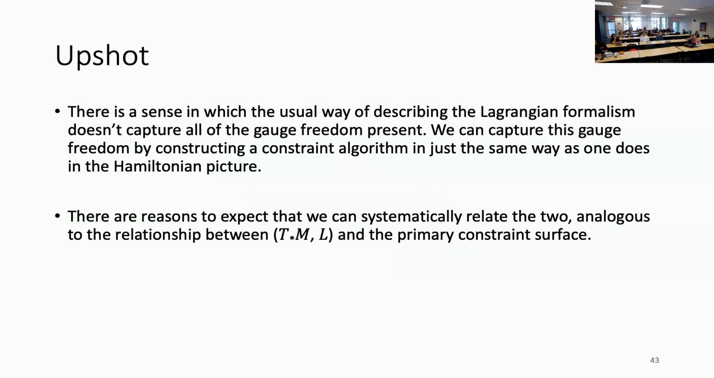So what's the upshot of this? Well, it seems that there's a sense in which the usual way of describing the Lagrangian formalism doesn't capture all of the gauge freedom that's present. And we can capture this gauge freedom by constructing a constraint algorithm in just the same way as one does in the Hamiltonian picture. And I've argued that there are reasons to expect that we can systematically relate these two, analogous to the relationship between tangent space and this primary constraint surface.